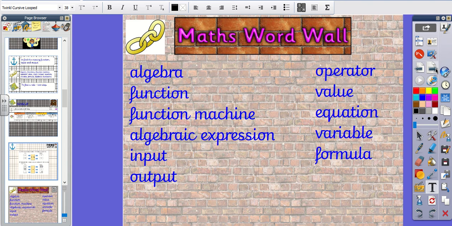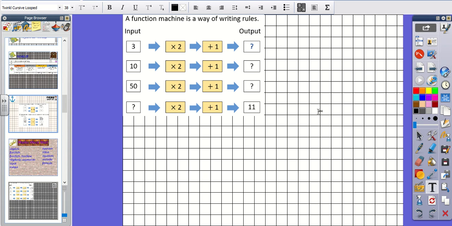Okay, there are our vocabulary for this week that we are still working through. So let's have a look at today then. So you can see already that instead of just one step, we have got 2 steps. So let's start off then. It's a different way of writing rules by using an input machine, so a function machine.